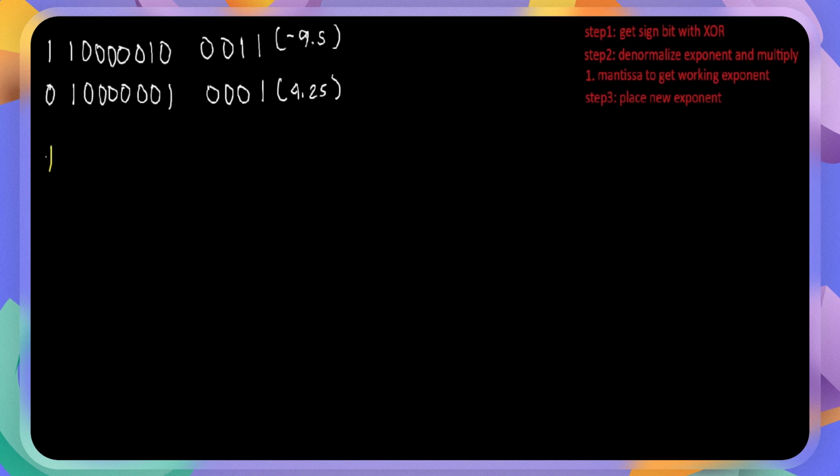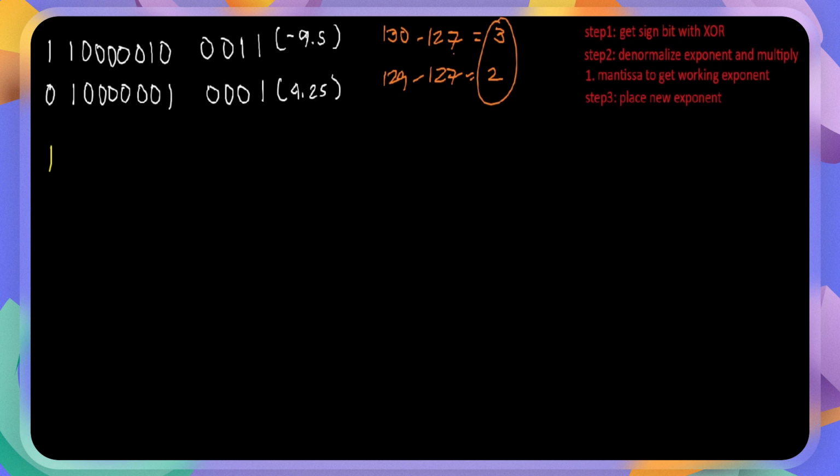So let's do 1. Next, we want to denormalize the exponent and multiply the 1 point mantissa. So I'll show you the exponent part first. So this is 128 and then 2, so that's 130. So that's 130 minus 127. And this is 128 plus 1. So that's 129 minus 127. So this is going to be 3. And then this is going to be 2.